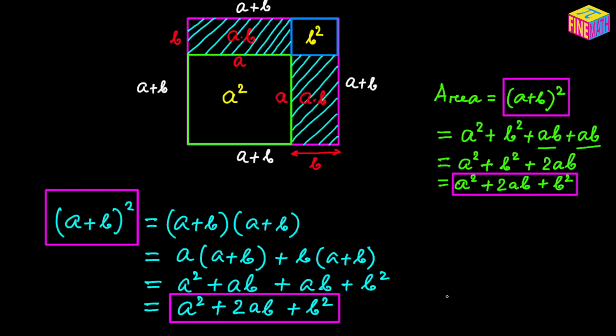So algebraically as well as geometrically we can see that (a plus b) whole squared is equal to a squared plus 2 times ab plus b squared, or you can say a squared plus b squared plus 2 times ab. I hope everything made sense.